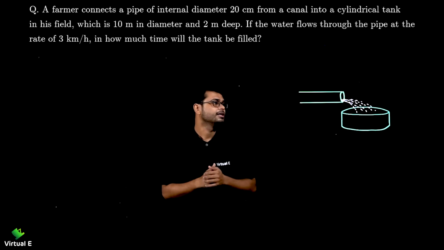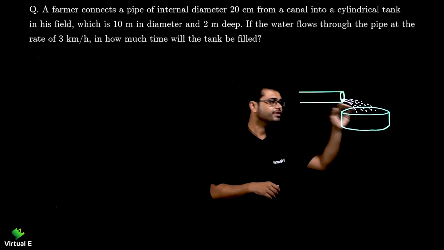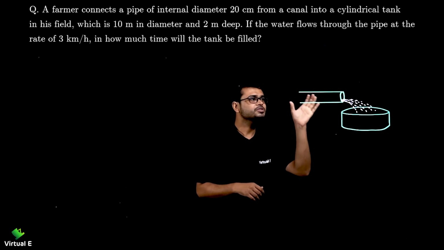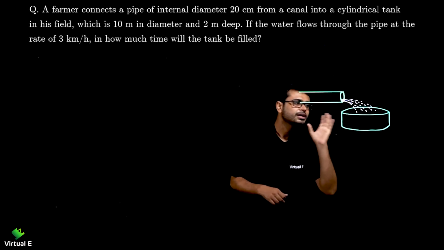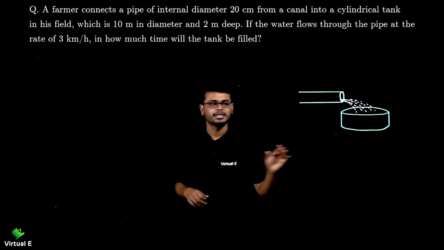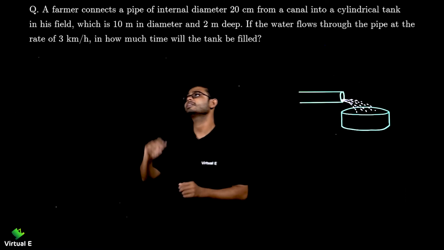So how? See, this is a cylindrical tank, right? And we need to fill it with water. There is a speed given for this flow of water, and we need to count in how much time this cylindrical tank will be filled. Let's read the question, then solve it.